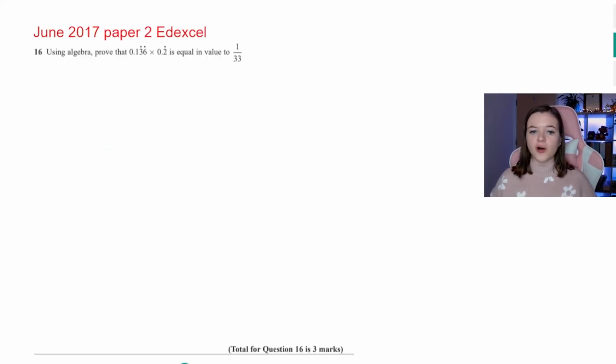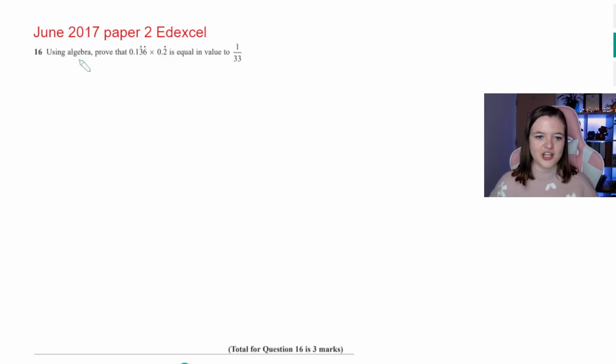Okay, so last one. It's a tricky one, this one. So this is the June 2017 paper 2 from edX. I'll give you a clue for this one. The only thing you can do with recurring decimals is what we've already done today. So if you want to do anything else with it, maybe do that thing first and see what you can do from that point. That's your clue. So have a go, see how you get on.